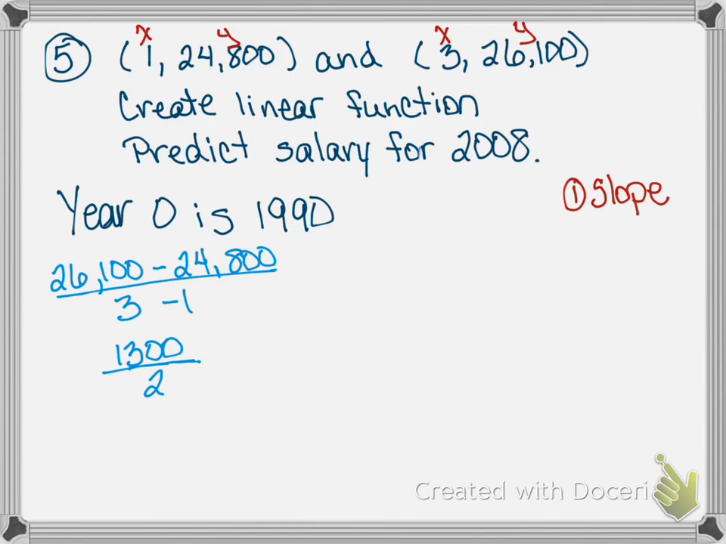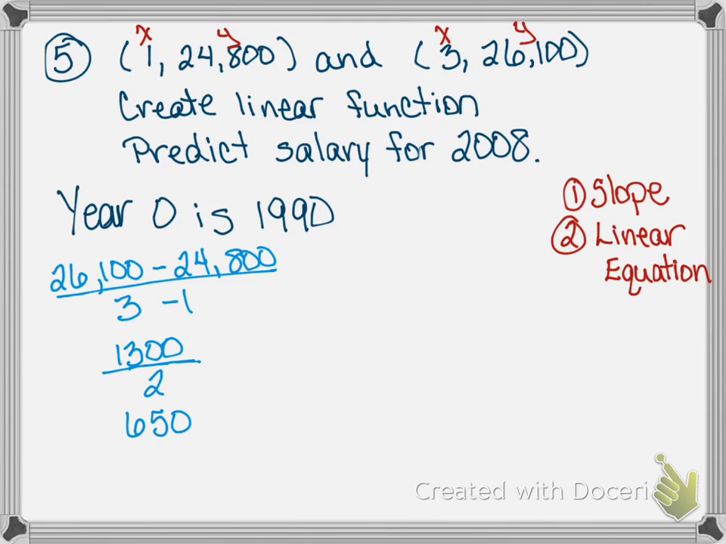Now I can simplify that. 1,300 divided by 2 is 650. So 650 is our slope here. You could also think about that as the rate of change. Now, our second step is to find a linear equation. So you're finding a linear equation here, and we have to use our point slope form to do that.